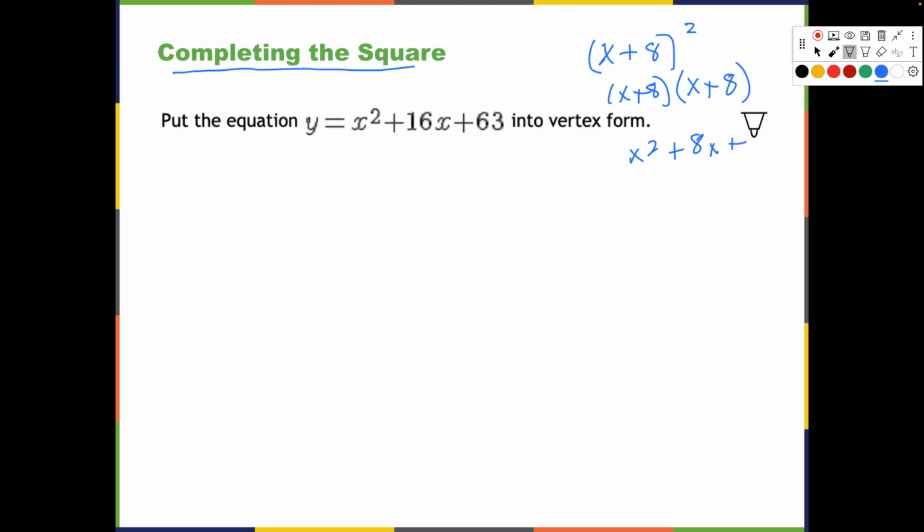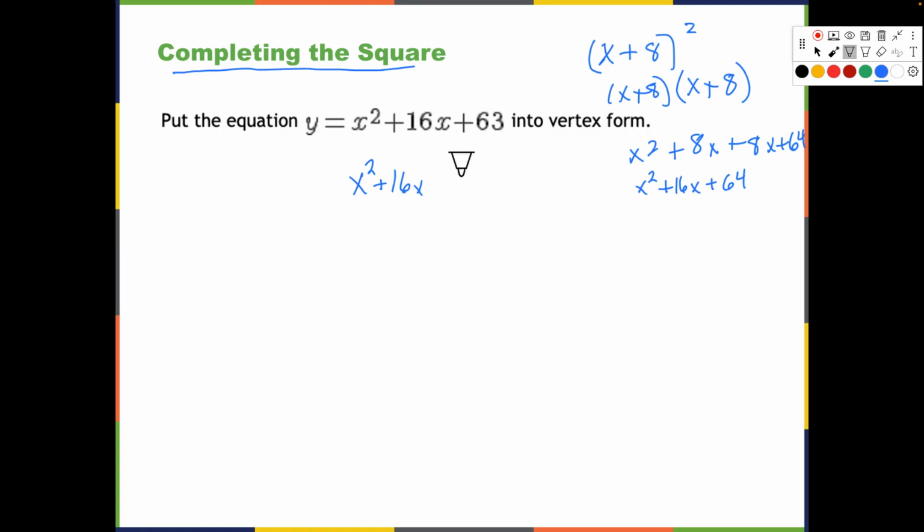We get 8x, and then 8 times 8, we get 64. So we get x squared plus 16x plus 64. Or in a way, 16 is 2 times 8, and 64 is 8 squared. So we see we've got x squared plus 16x. What's going to happen is, to complete the square, we need 64, not 63.